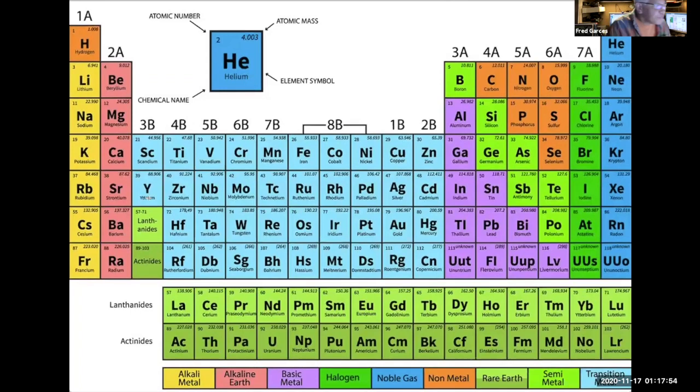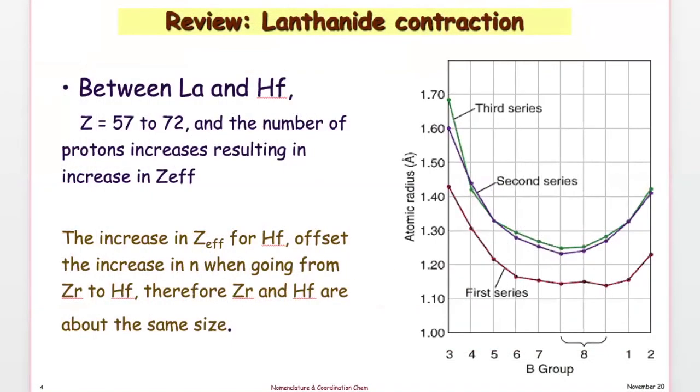So that's why for these elements down here, yttrium and lanthanide, they're similar in size because of the number of protons increased between lanthanum and hafnium versus yttrium and zirconium. That's called the lanthanide contraction. Okay, and that's what causes these things right here to be similar in size. So let's move on.